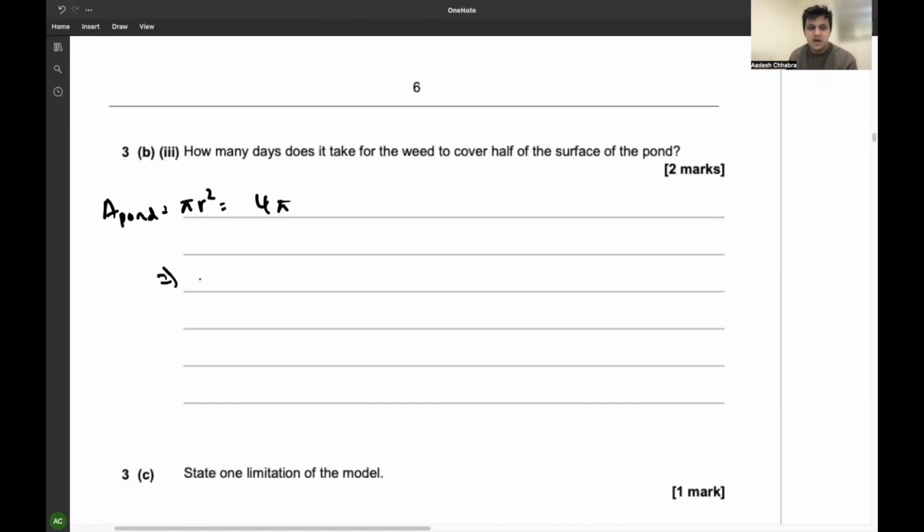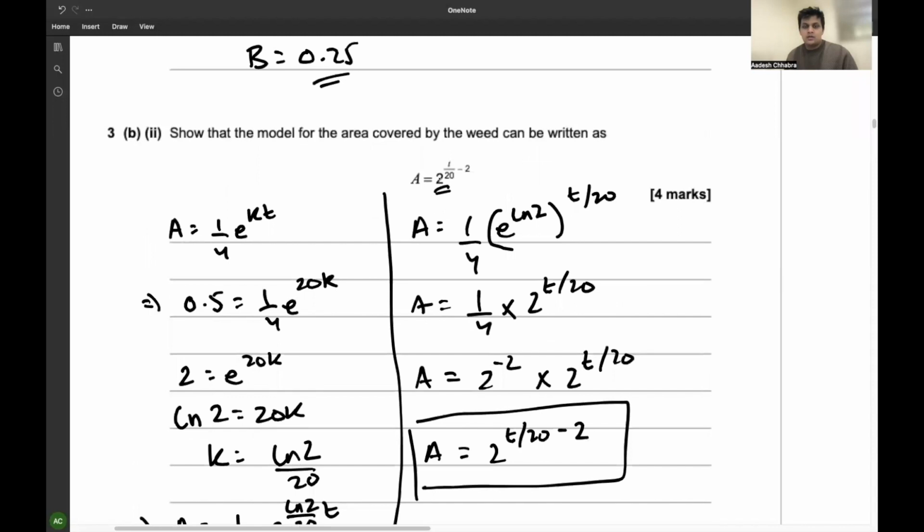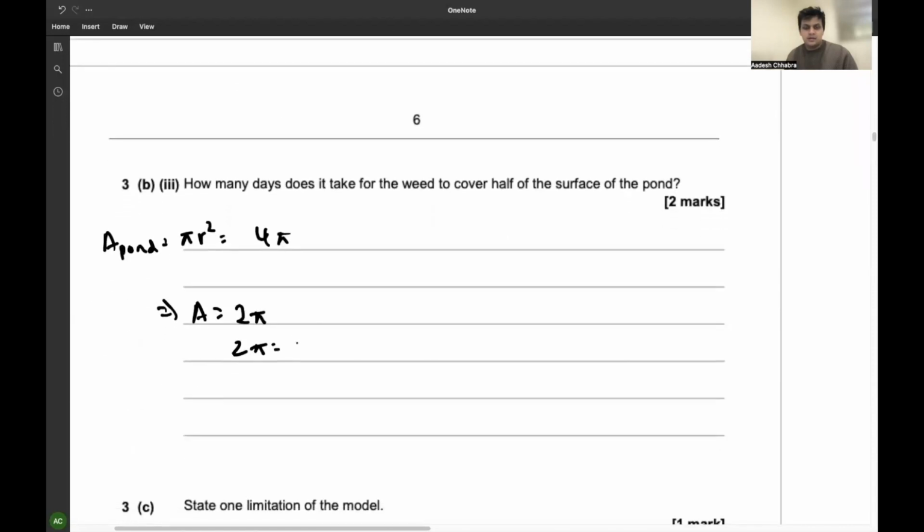So essentially, we need to find what t is when A is equal to 2 pi. We can go ahead and substitute this value in. So we know that 2 pi would be equal to 2 to the power t by 20 minus 2.